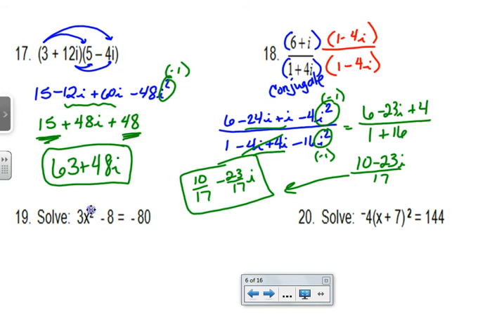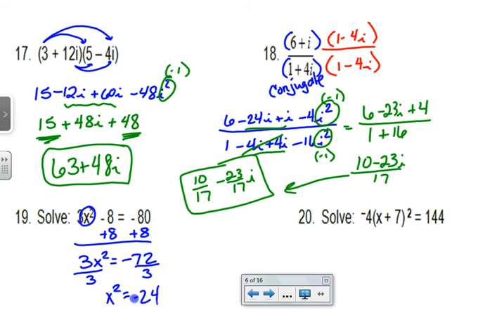19, we're solving. I notice there's only one variable in this whole problem. I'm going to isolate it. So we're going to add 8 to both sides. We get 3x squared equals negative 72. We're going to divide both sides by 3 and get x squared equals, I believe that's negative 24.